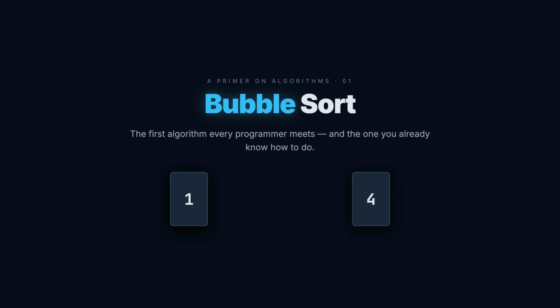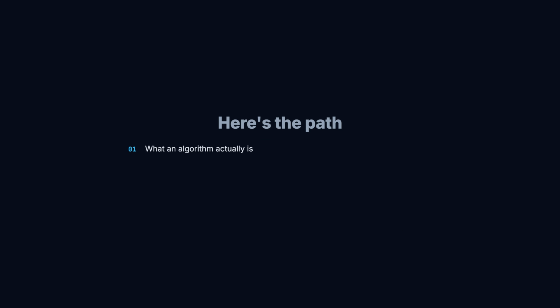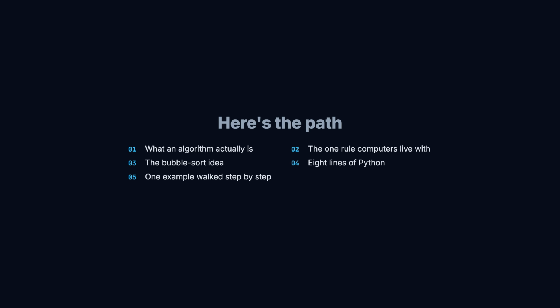By the end of the next 15 minutes you will write it from scratch, see exactly why it works, and understand the one reason you should almost never use it in real code. Here is the path: what an algorithm actually is, the one rule that makes sorting hard for a computer, the bubble sort idea, the 8 lines of Python, one example walked step by step, why it is slow, and what you should use in real code.